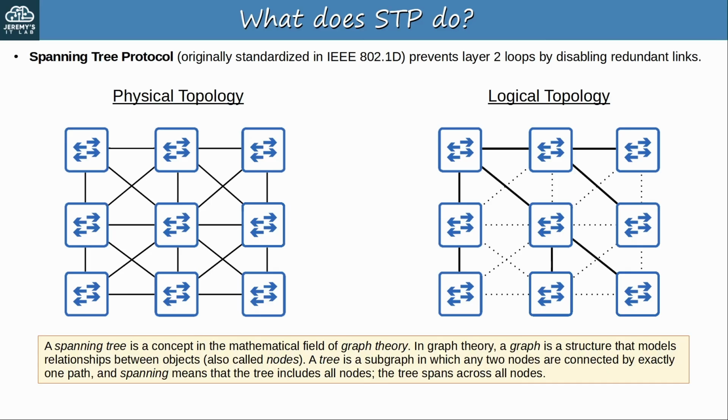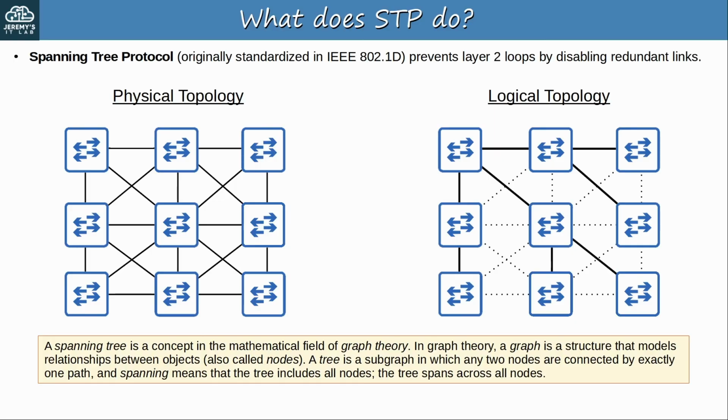A spanning tree is a concept in the mathematical field of graph theory. In graph theory, a graph is a structure that models relationships between objects, also called nodes. A tree is a subgraph, in which any two nodes are connected by exactly one path. And spanning means that the tree includes all nodes. The tree spans across all nodes. That's where the name Spanning Tree Protocol comes from.